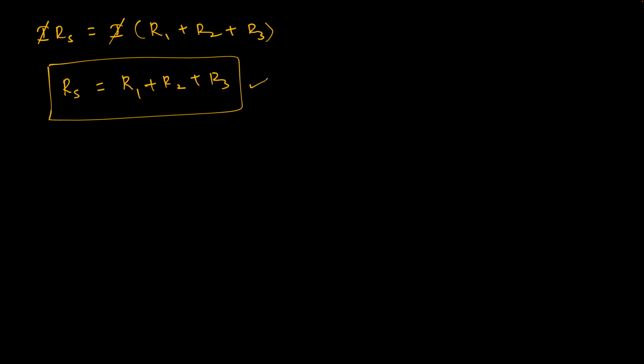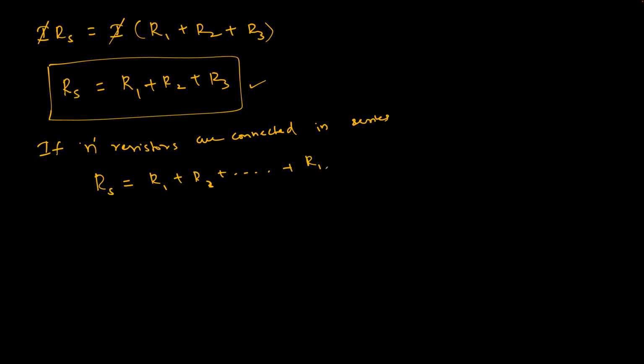If n resistors are connected in series, what will happen? RS will be equal to R1 plus R2 plus so on till Rn. Right. So make a note of this.